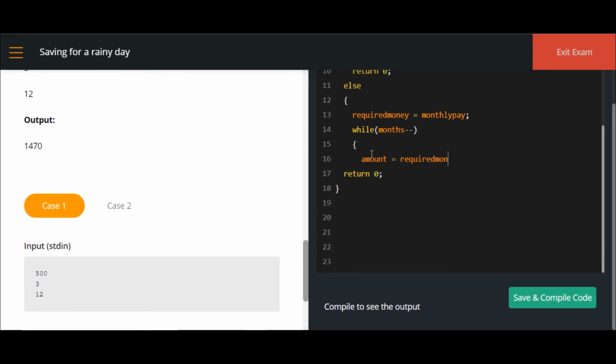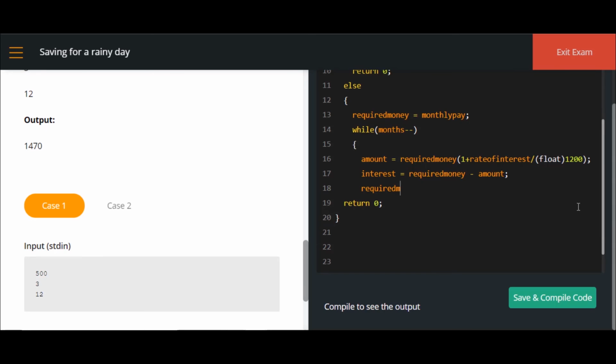required money. So we know that monthly pay is 500. With that, 1 plus rate of interest by float of 1200. So we already discussed how this formula we have got. So required amount is 500 with 1 plus rate of interest of whatever money we have got. Now we have to calculate what is the interest amount. Interest amount is nothing but 500 minus amount.